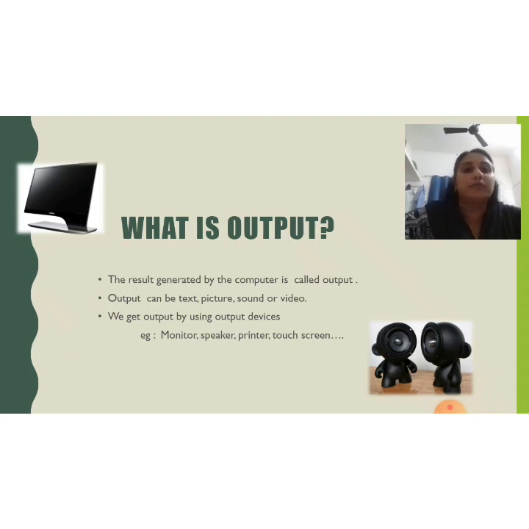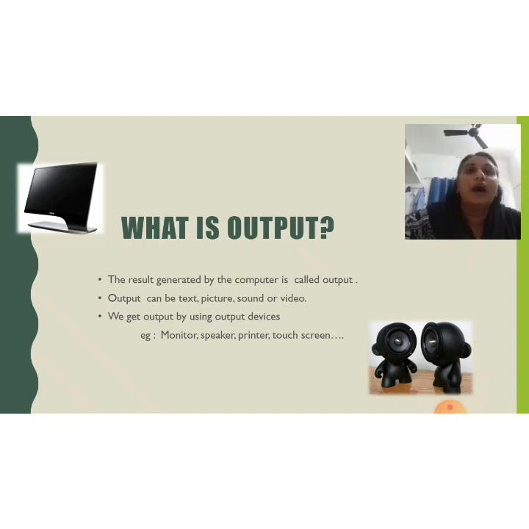And the next one is, what is output? The result generated by the computer is called output. The result generated by the computer is called output. So we are getting the result outside. That is called output. Output can be text, picture, sound or video. So whether you see the output as text, or hear it as a sound, or see it as a video, whatever it may be, that is called output.